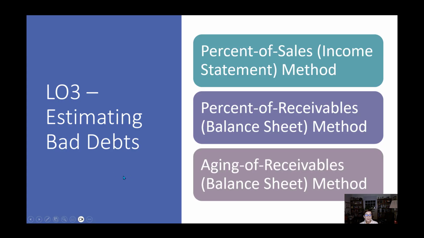Now let's talk about where that number comes from, that estimate. There are three different ways of coming up with this answer. One is called the percent of sales method, which is also the income statement method. Then we have the percent of receivables and the aging of receivables, and those are both balance sheet methods.